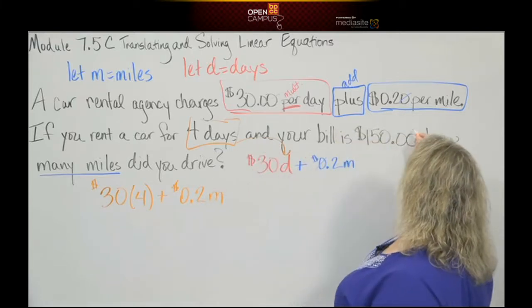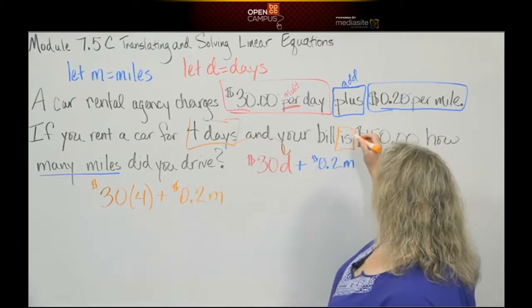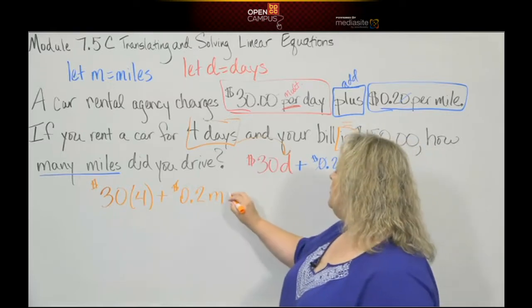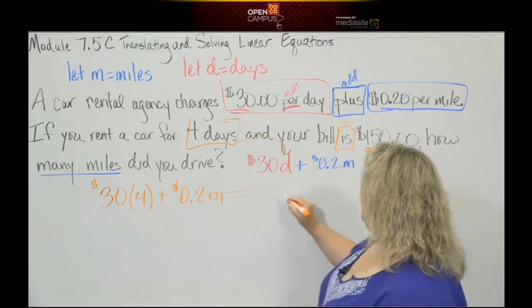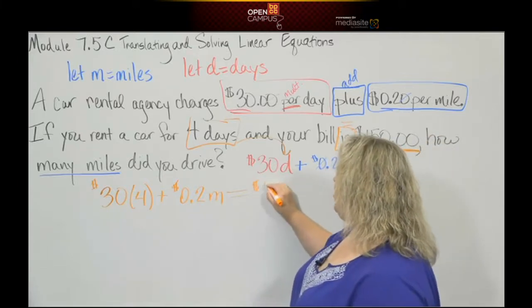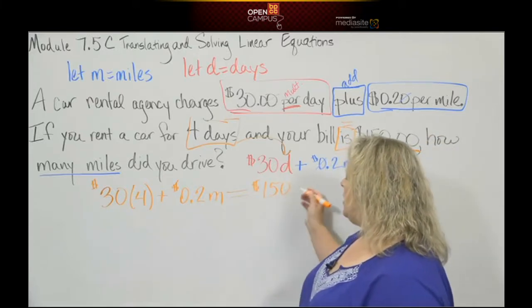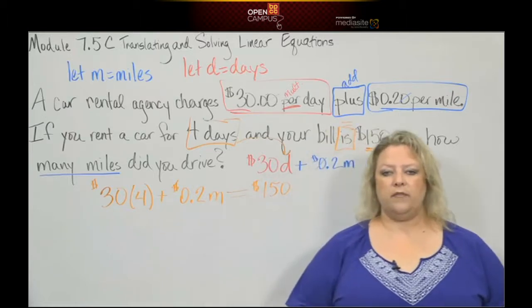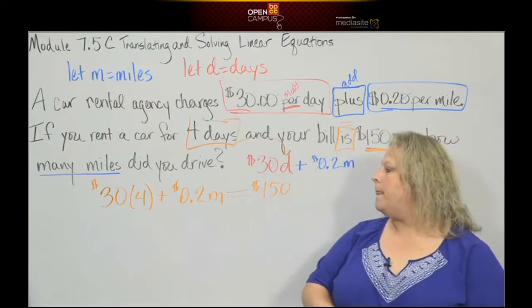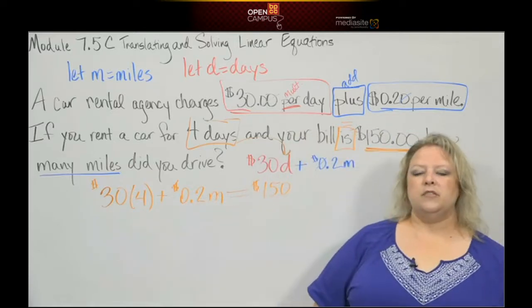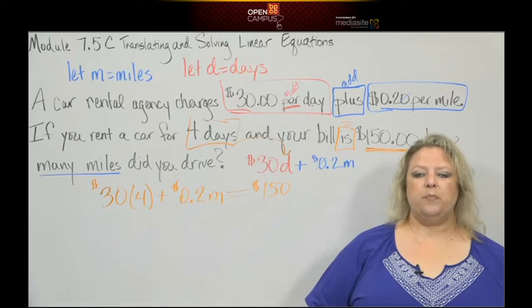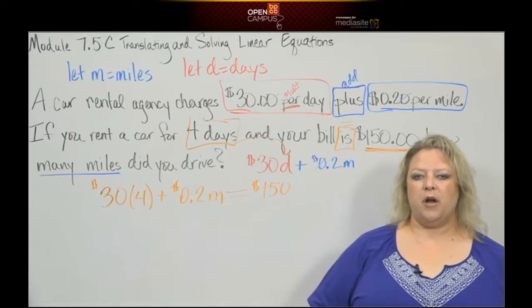And your bill is means what? Equal to, that's right. So equal to $150. My total bill was $150, and I'm just going to leave those zeros off because they're not going to matter right now. Now I have my whole entire problem. So all I have to do is solve for the number of miles.